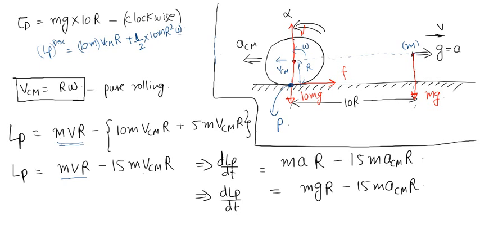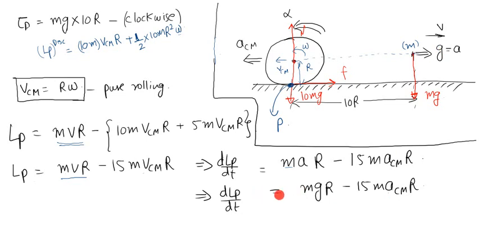So dLP by dt will be d by dt of this LP. So when I do d by dt of this term, M and R will come outside, and dV by dt is A. Similarly, 15M and R will come outside, d by dt of VCM is ACM. So dLP by dt will be equal to MAR minus 15M ACM into R. So dLP by dt will be MGR minus 15M ACM into R. Why? Because A is equal to G.